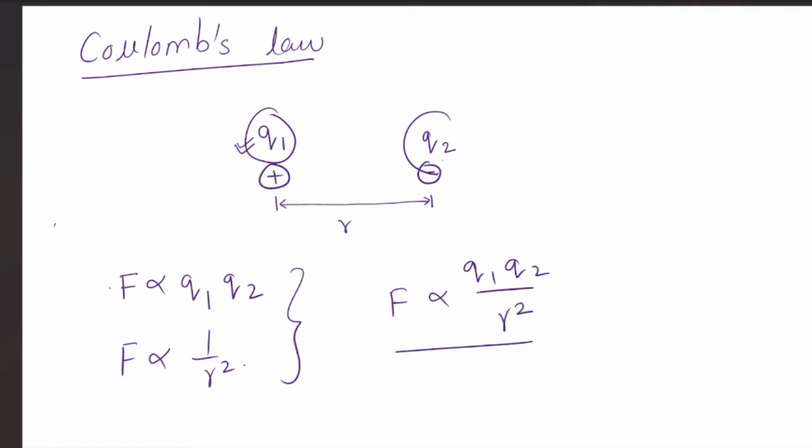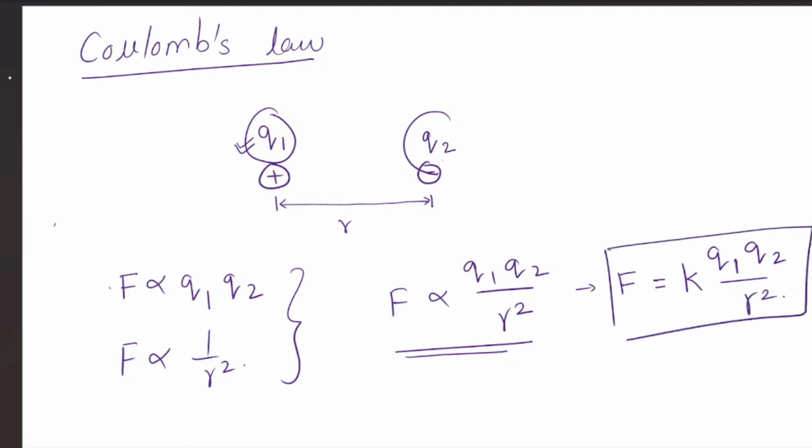Now if we write this relation in the form of an equation, we can write F is equal to k q1 q2 by r square. Here this constant k is equal to 9 into 10 power 9 Newton meter square Coulomb power minus 2. So let's solve a question related to Coulomb's law.